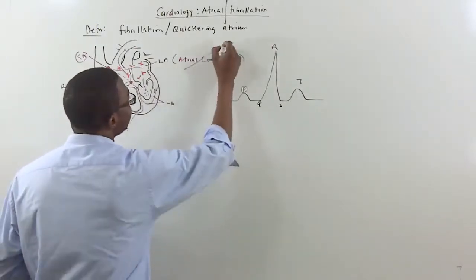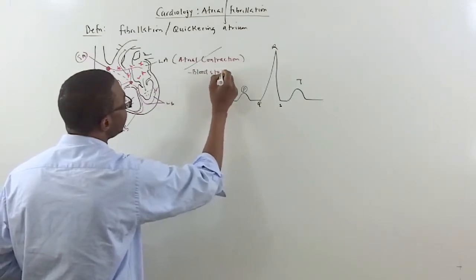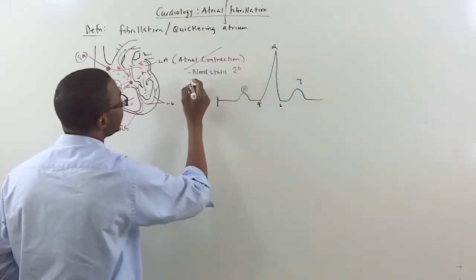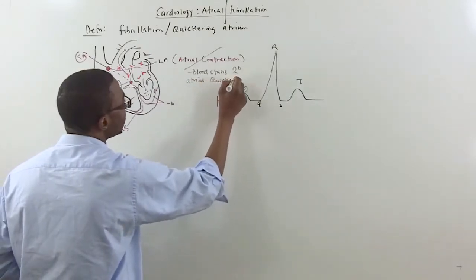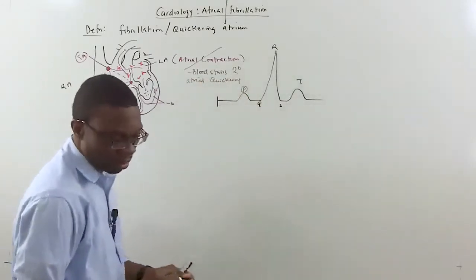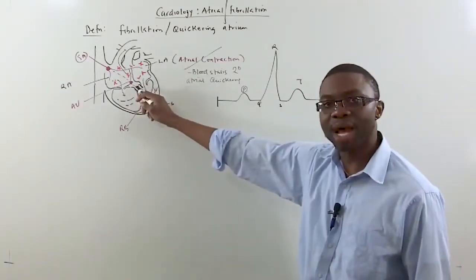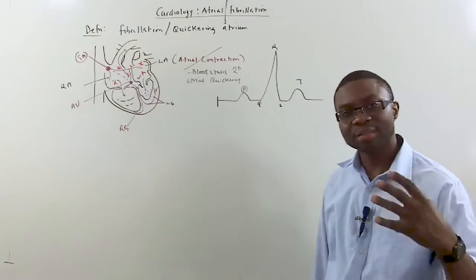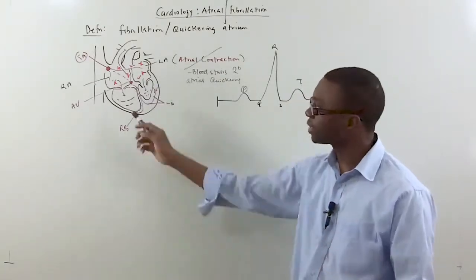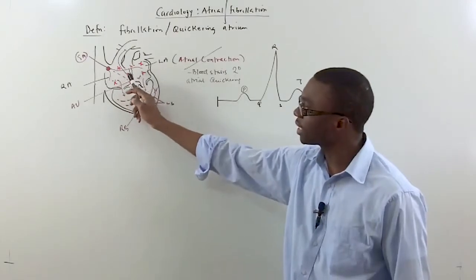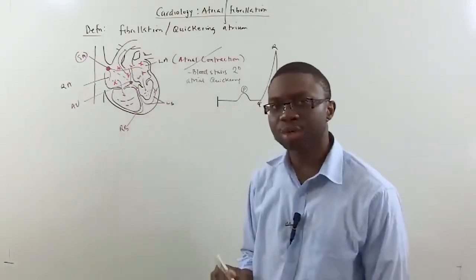So now we don't have atrial contraction. We have blood stasis secondary to atrial quivering. Now, this is not good for the body because that means the body's not getting the full maximum cardiac output from the heart, because a little bit of blood is getting left behind inside the atrium.